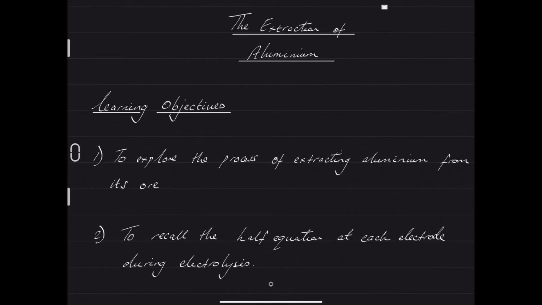So for this lesson, we're going to look at the extraction of aluminium. And to do this, we're going to have to build on our electrolysis theory. So the first part of the lesson, we're just going to quickly explore the process of extracting aluminium from its ore. Then we're going to look at the half equations, the ionic half equations that occur at each electrode during electrolysis.